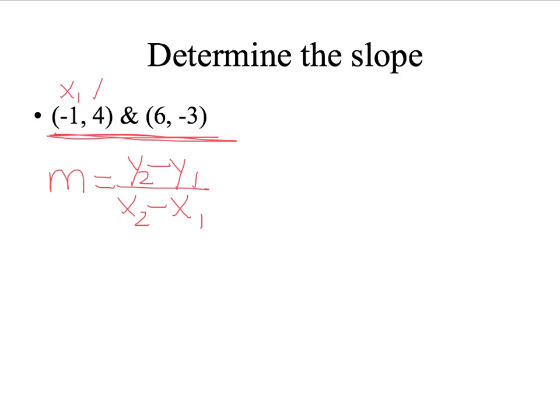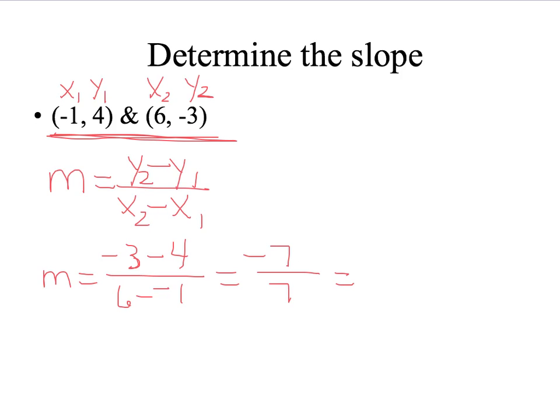If you need to mark your ordered pairs, go ahead and mark them. And then we can find our slope. M equals -3 minus 4 over 6 minus -1. So this is -7 over 7. My slope is -1.